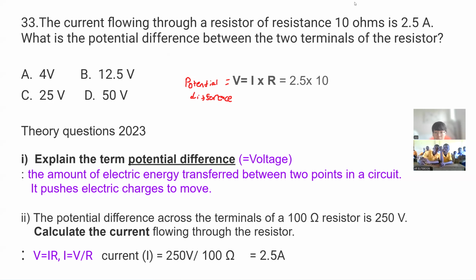So here, you can see 10 ohms. Ohms is a measure of resistance. So R is given to be 10, and the current is given to be 2.5, because ampere is a measure of current. It is asking us to find the potential difference, which is the voltage, and that equals the current times the resistance, which is 2.5 times 10. Then you will get 25, which is C.